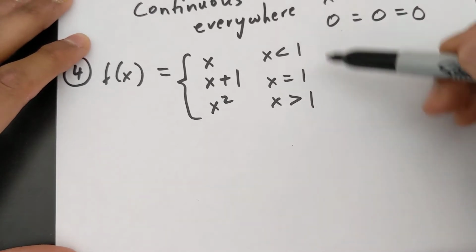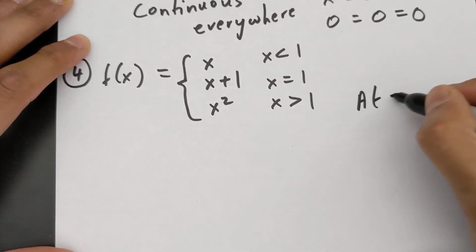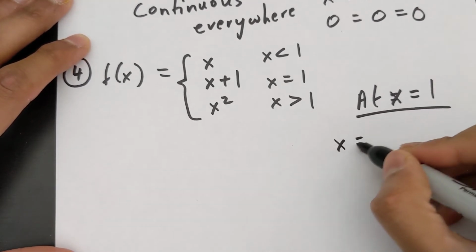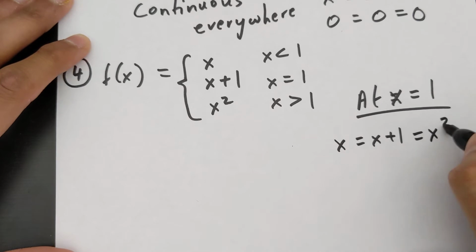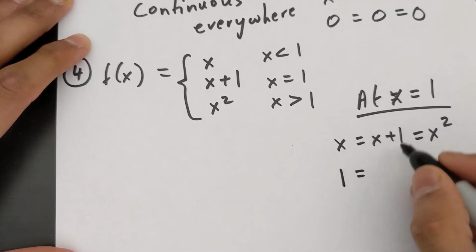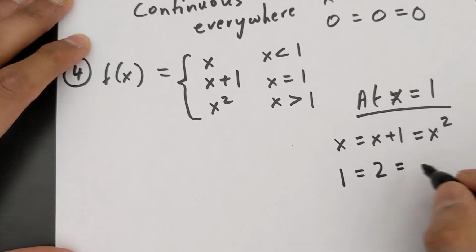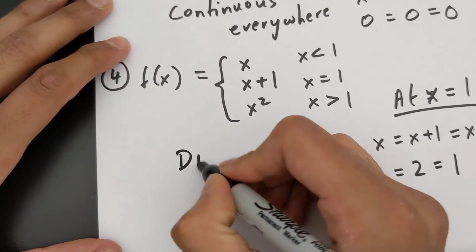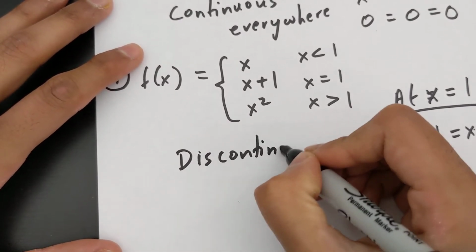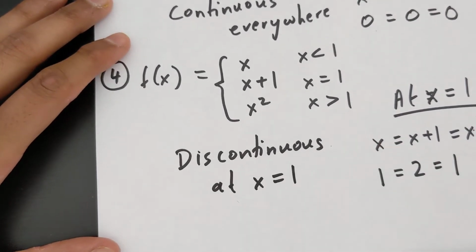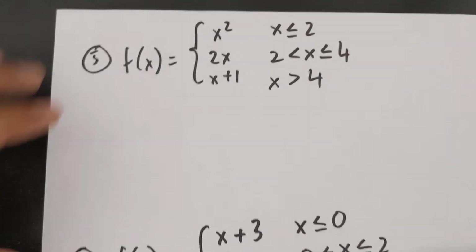Let's take a look at this next one, which again has 3 different functions, and it's at x equals 1 this time. So x equals x plus 1 equals x squared. If I sub in 1 over here, that's 1. 1 plus 1 is 2, and 1 squared is 1. Since all 3 are not the same, the function is discontinuous at x equals 1. Still have a couple more examples on our sheet.